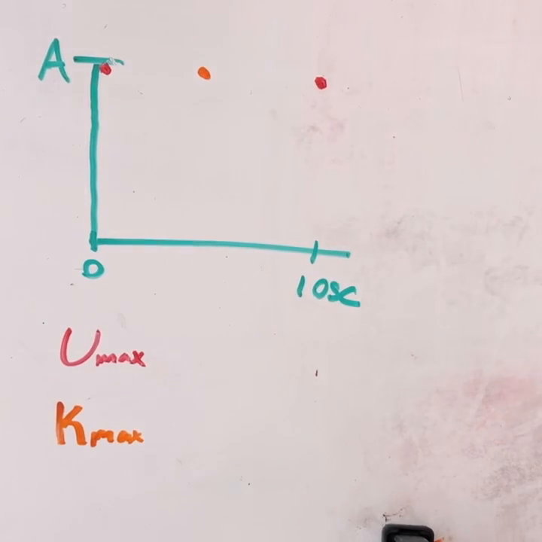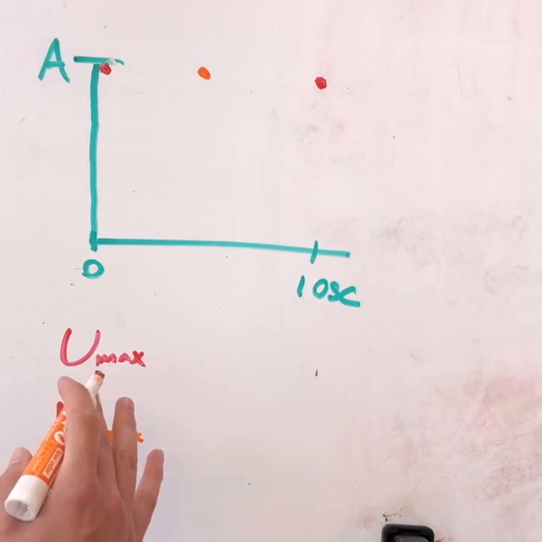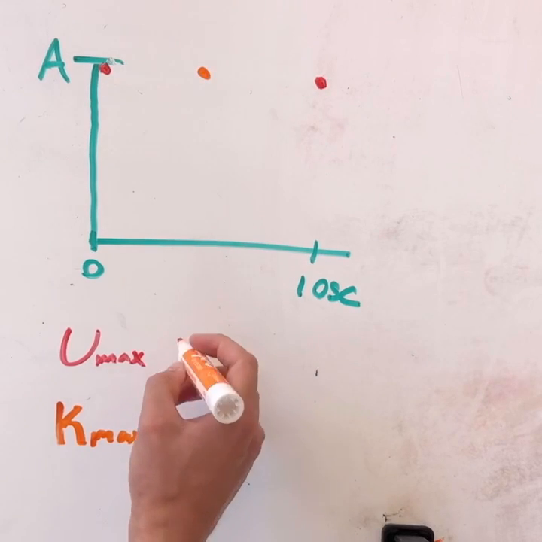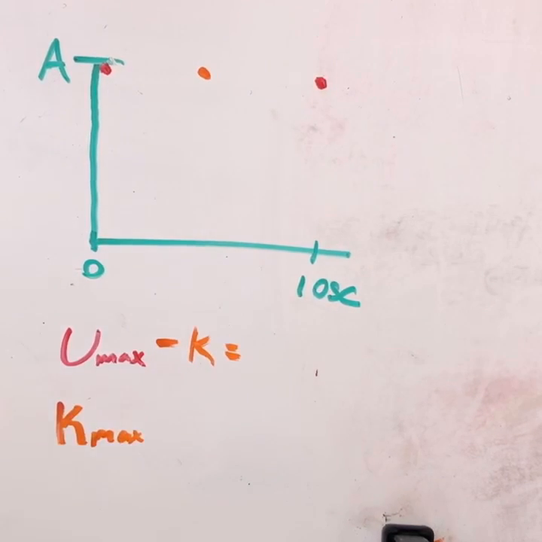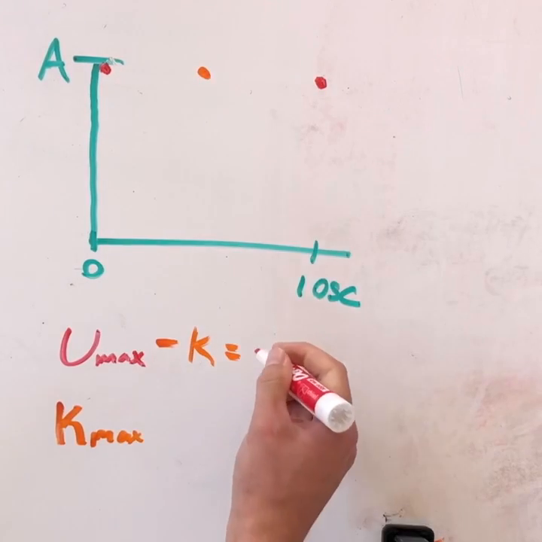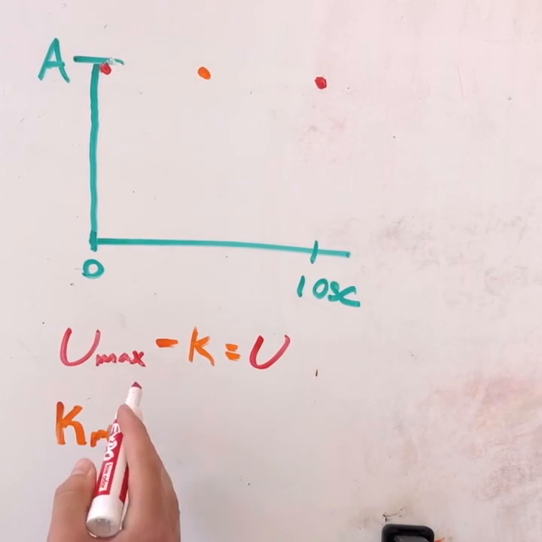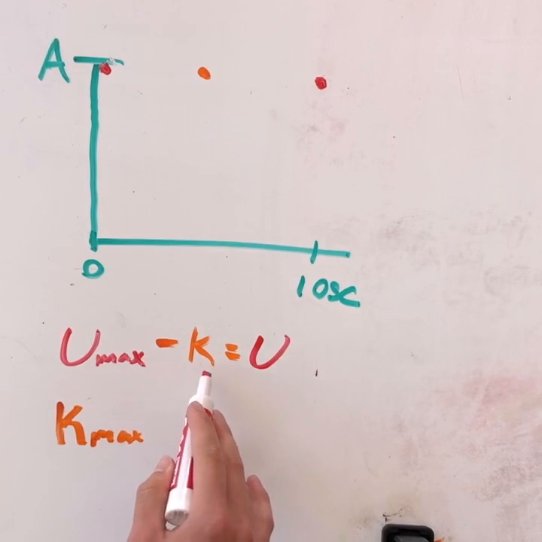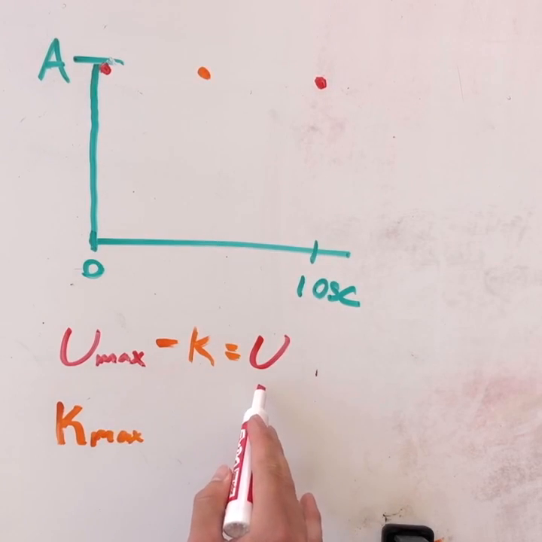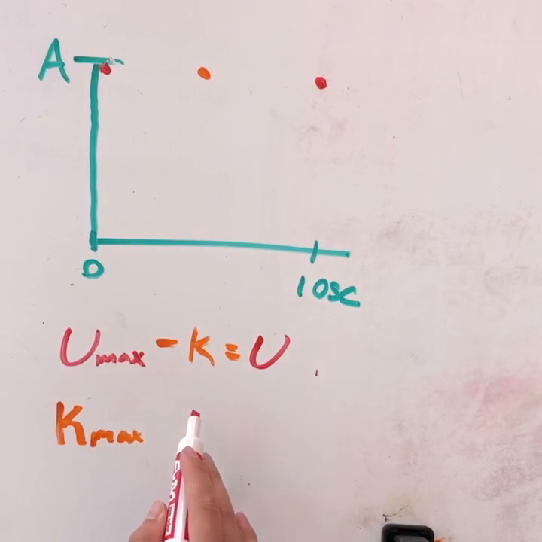What can happen, though, is that some potential energy is converted into kinetic energy. So if we were to take from U max and subtract out some potential energy, we would be left with just U. All right, so what this means is as we convert potential energy into kinetic energy, we still might have some left over, but it's going to be less than the maximum value.